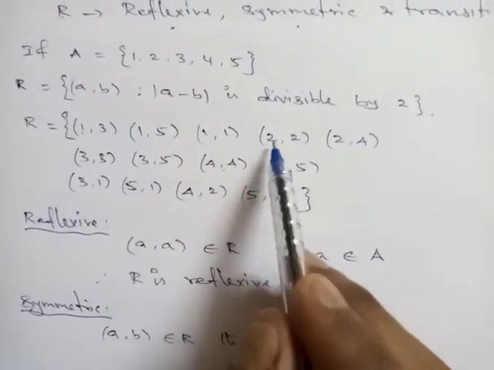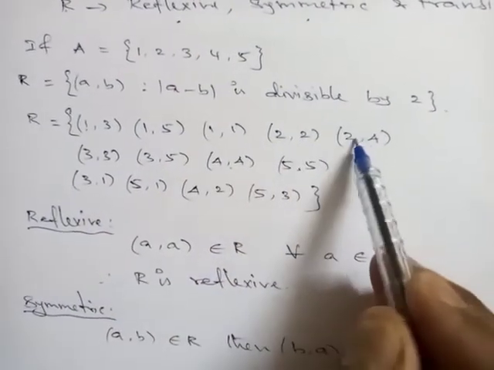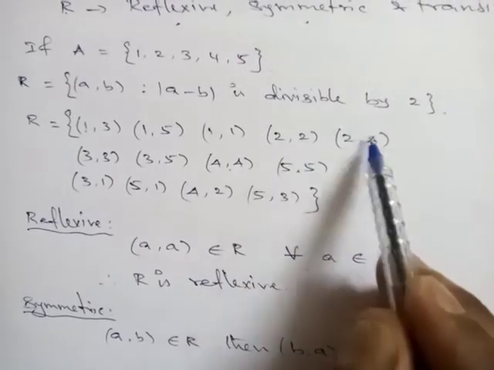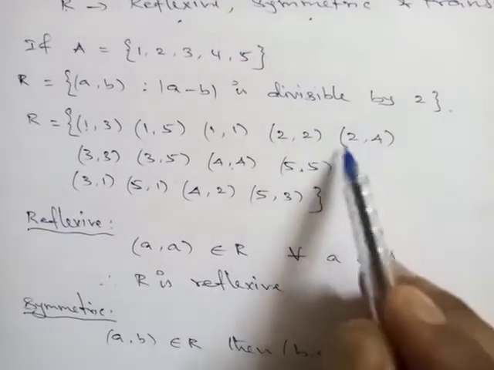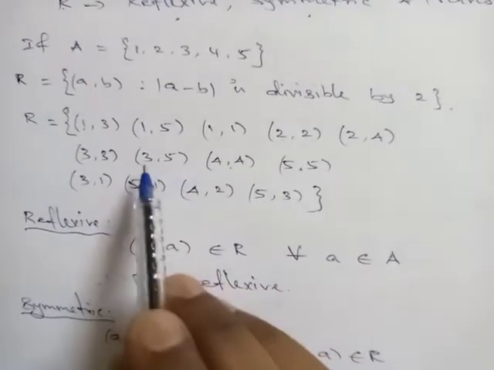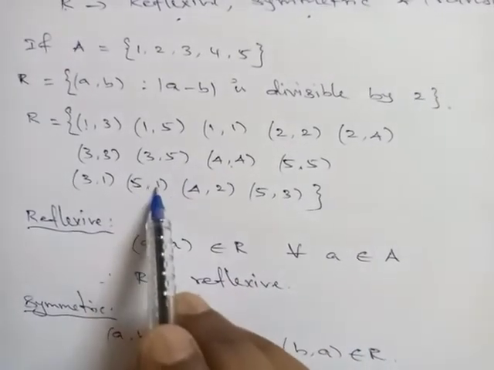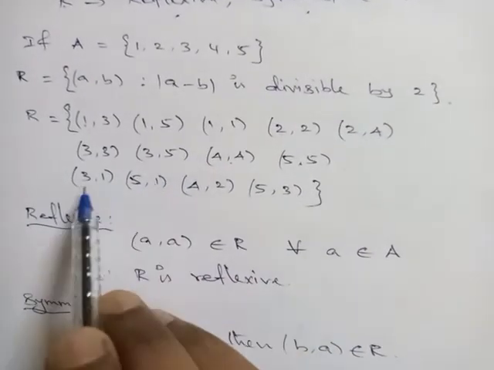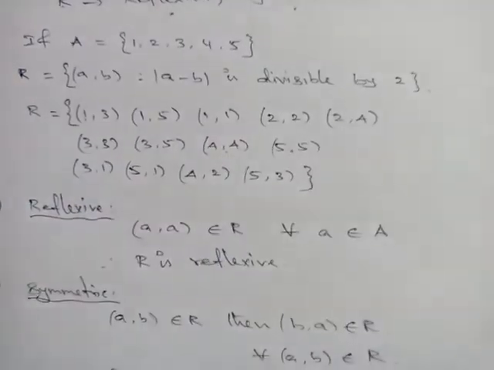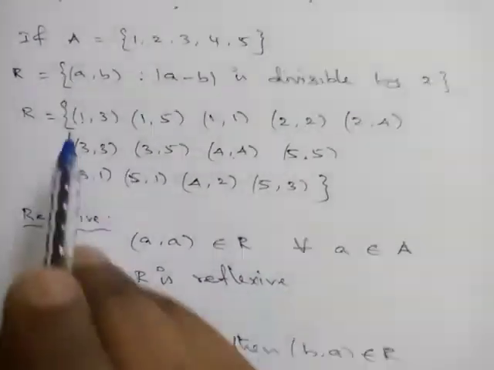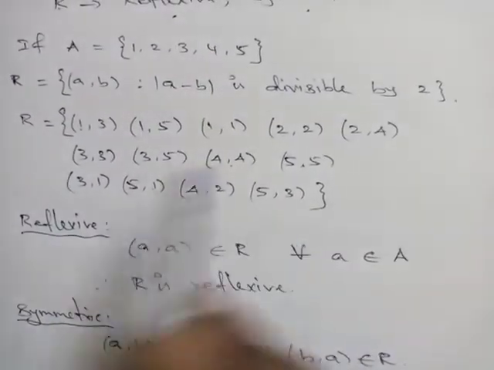See, for example, 2 comma 2, another one 2 comma 4. So 2 and 4 also must be there. So 2 and 4 is here. For example, 3 and 5, 5 and 1. So 3 and 1 must be there. See here, 3 and 1. So this is satisfied for all these things. Anything you can take, it will satisfy.